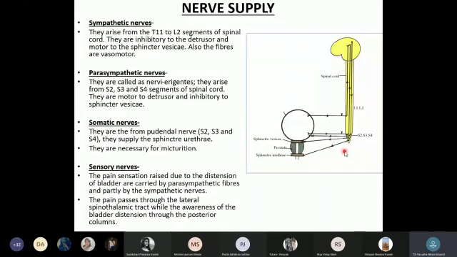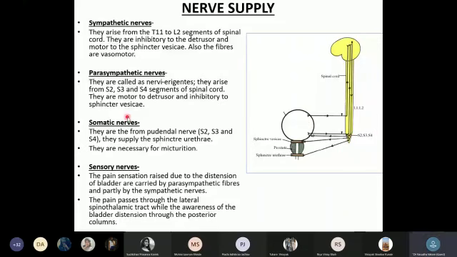So they will stimulate the peristaltic movements. So definitely they will be inhibitory to the sphincter. So the sphincter vesicae will be dilated or it will open up, and it will act upon the detrusor muscle for contraction. So that will initiate the peristaltic movements. So remember, sympathetic will be called the nerve of filling, and parasympathetic will be called the nerve of emptying. Then there are somatic nerves.